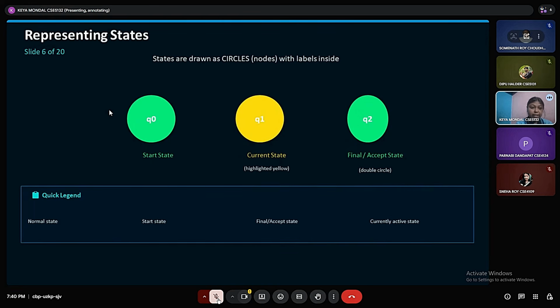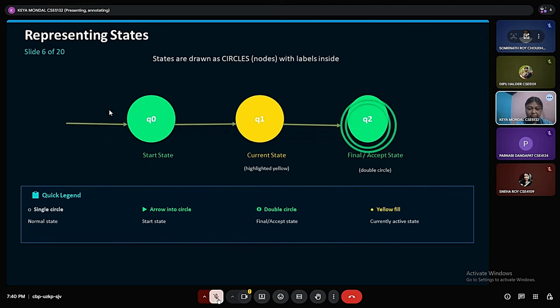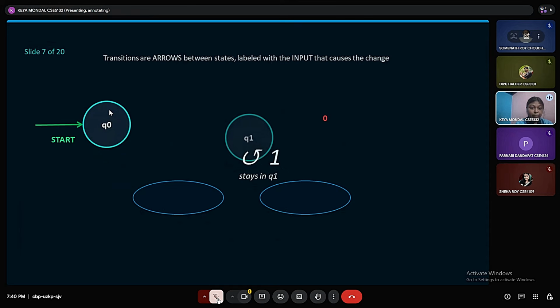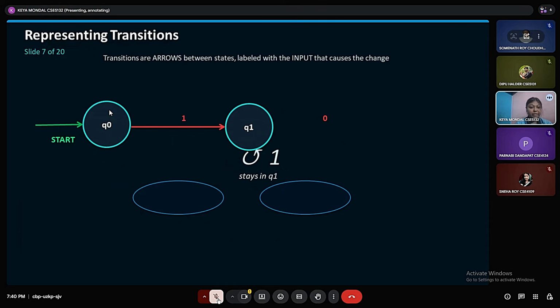Topic about the representing of the states. So Q0 is the start state, and Q1 is the current state, and the final state is represented by the double circle. And now we discuss representing the transitions, arrows between the states, labeled with the input that causes the change.